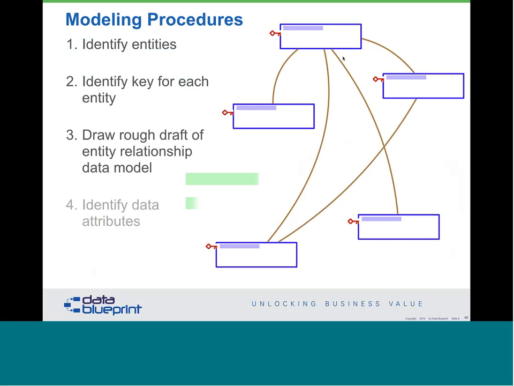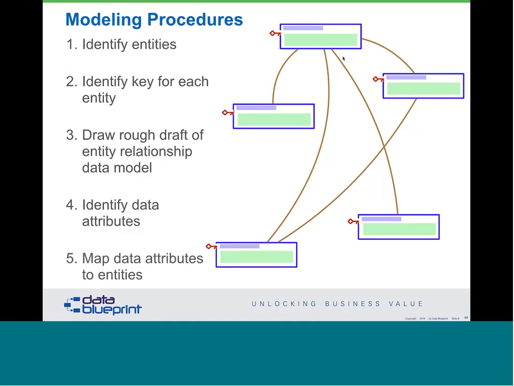Our fourth step then is to identify the data attributes, to write down everything that we're supposed to be keeping track of in the organization. Terrific way of doing it. We need to then assign them. So these go here, these go here, these go here, whatever it is. We map the attributes to each entity. Now, the model evolution then should be good.